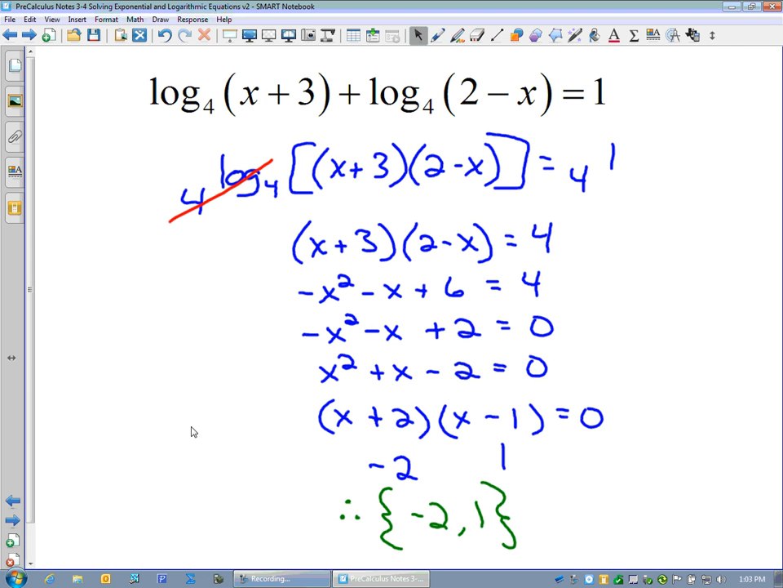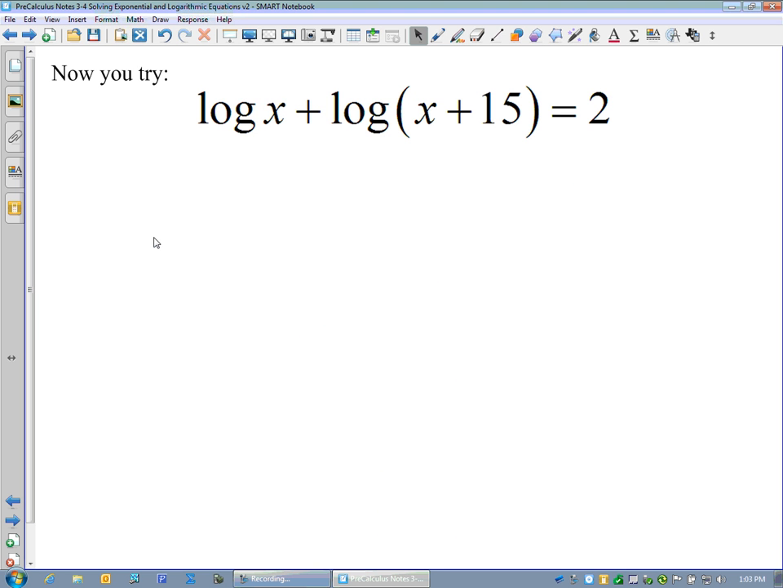So you definitely don't want to jump to any conclusions about your answers. Just go ahead and check them in the original equation, and then you'll see whether or not they are extraneous. All right, let's look at one that you can try similarly. And go ahead and pause the tape, work the problem, and I'll be right back with you.